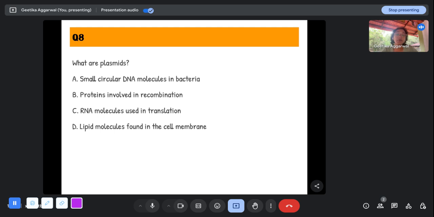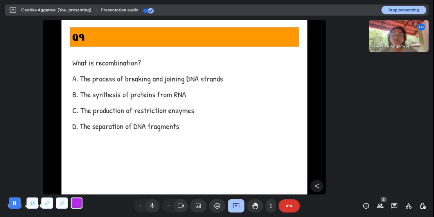So the correct answer to this question is that plasmids are small circular DNA molecules in bacteria. We have discussed this at length now. What is recombination? Is it a process of breaking and joining DNA strands? It is synthesis of proteins from RNA. Is it production of our restriction enzymes? Or is it separation of DNA fragments? So, what is recombination?